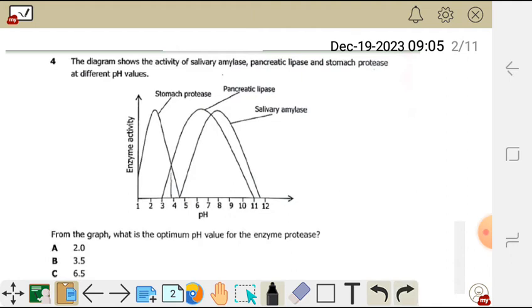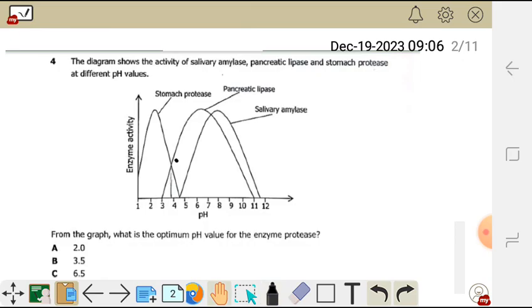Okay, so 4 is wrong. Why? Because at 3.5 here, you would see that the activity of the enzyme is at a very low level there. It is decreasing, but it is optimum. Okay, it is stagnant, optimum at 2 there. At 2, it is optimum. The activity is just at its peak, and it is also optimum. So the correct answer for question 4 is A.